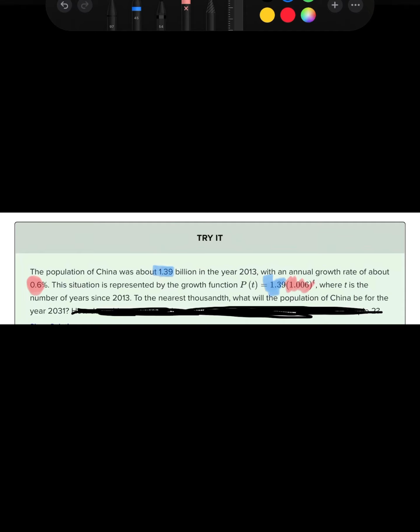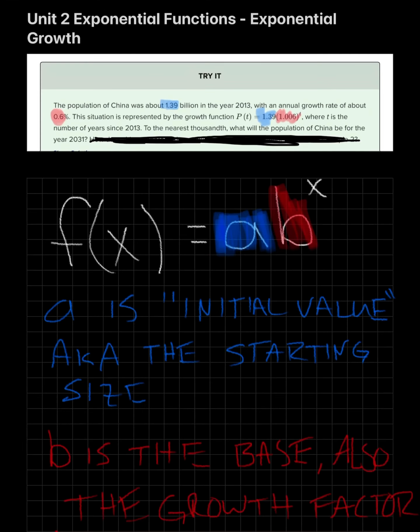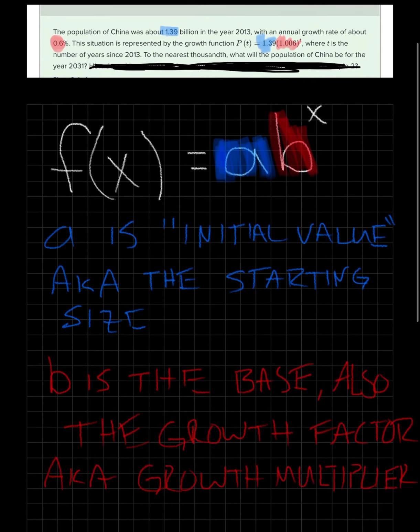We're starting in the year 2013, so our initial population is 1.39 billion. And then it grows each year by about 0.6%. To get from 0.6% to 1.006, we've written that 0.6% as a decimal value, and then we've added to that the number 1. Let me show you where we're getting that in the problem.